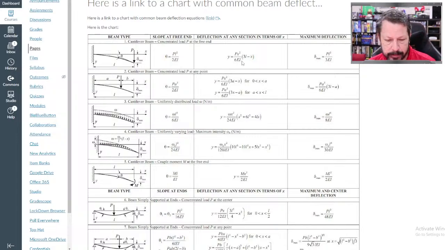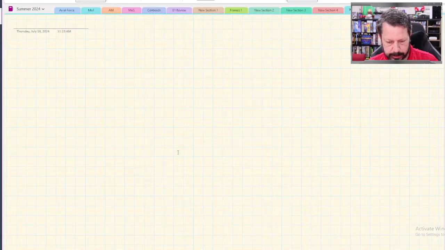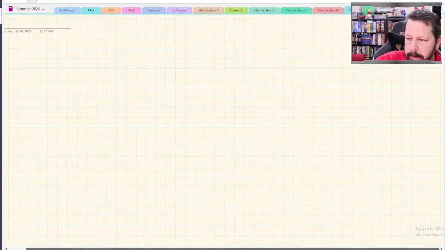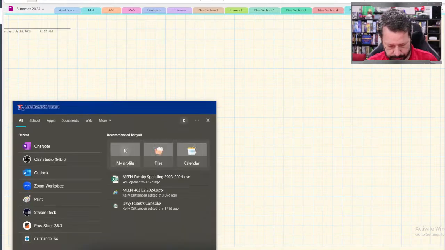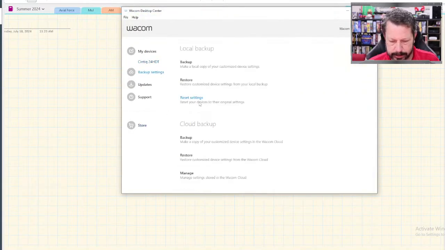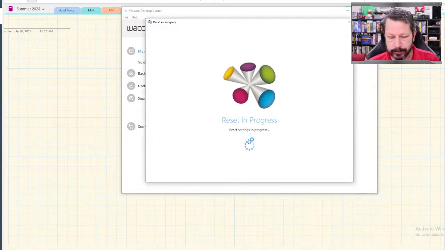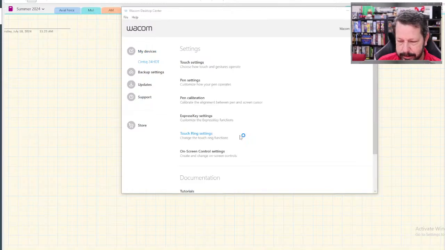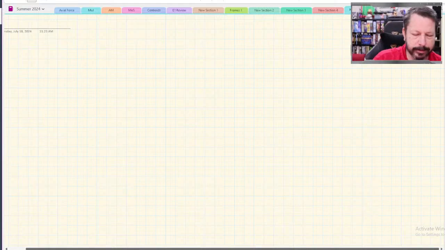All right, let us set up some kind of beam. So why don't we start with, hold on, I've got to reset something here because otherwise it's going to be difficult to write on the screen. I need to reset the screen so I can turn off the touch. I only want the pen to function. All right, there we go. Otherwise it gets confused and it's hard to draw.